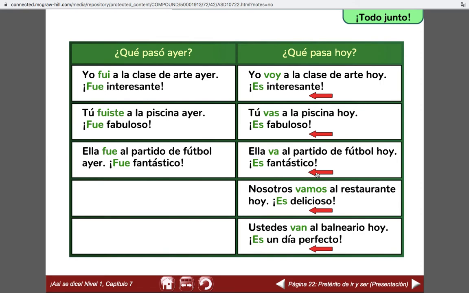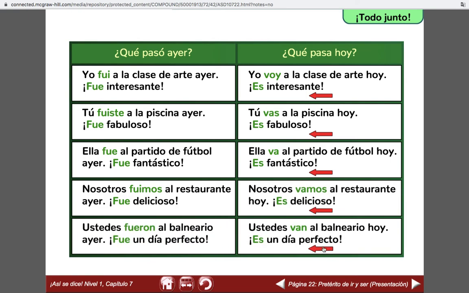Ella va al partido de fútbol hoy, es fantástico. Ella fue al partido de fútbol ayer, fue fantástico. Vamos, it's going to change for fuimos. Y es for fue, y van, ustedes fueron al balneario y fue un día perfecto. Muy bien.